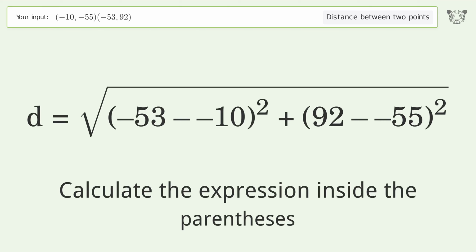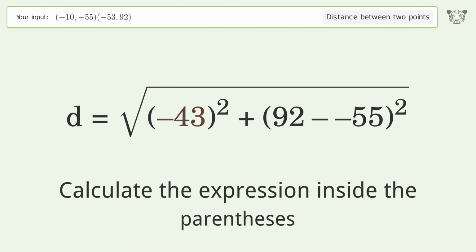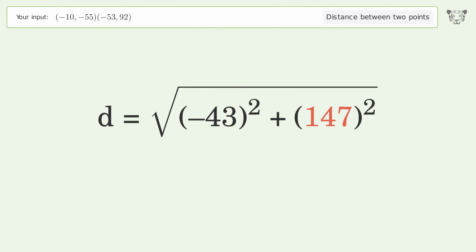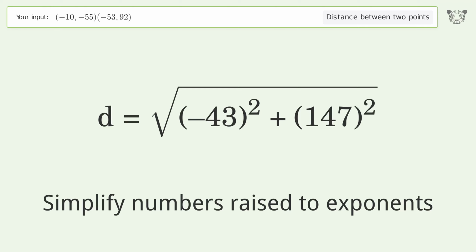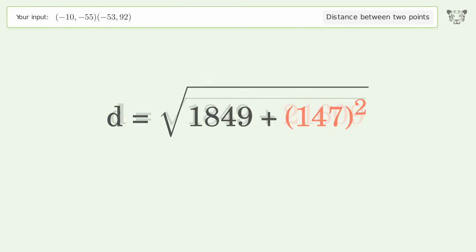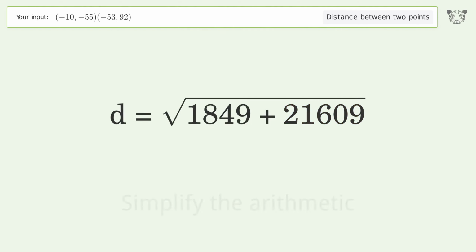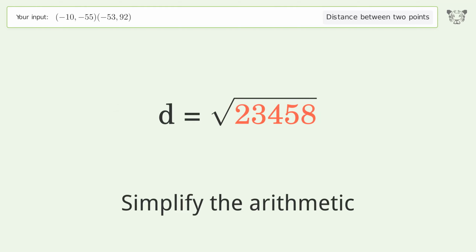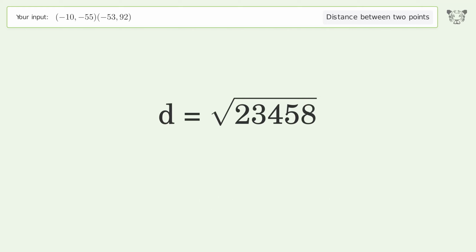Calculate the expression inside the parentheses. Simplify numbers raised to exponents. Simplify the arithmetic. And so the distance between the 2 points is the square root of 23,458, or 153.16.